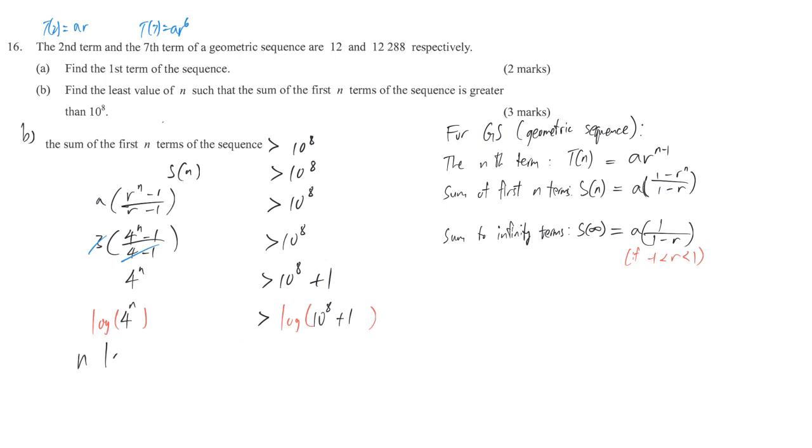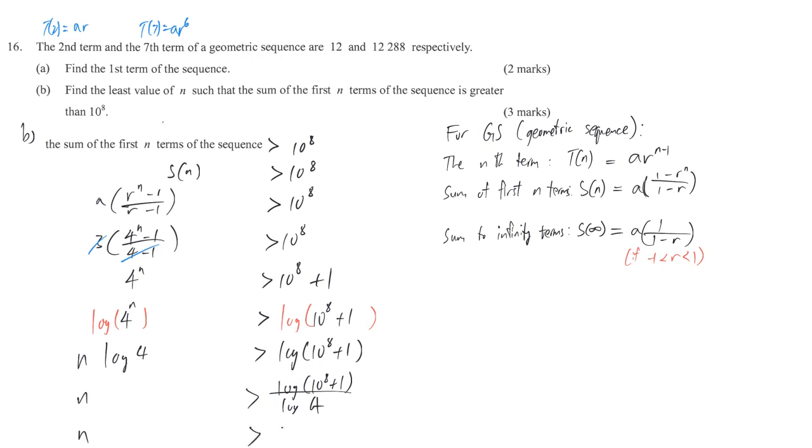Then we can take out n. Be reminded that what is inside you can't simplify. And then later on we have to divide both sides by log 4. Make sure you check whether log 4 is a positive value, because it will affect the direction. Because log 4 is positive, dividing both sides by log 4 will not trigger a change in the direction. Then we just simply use a calculator.